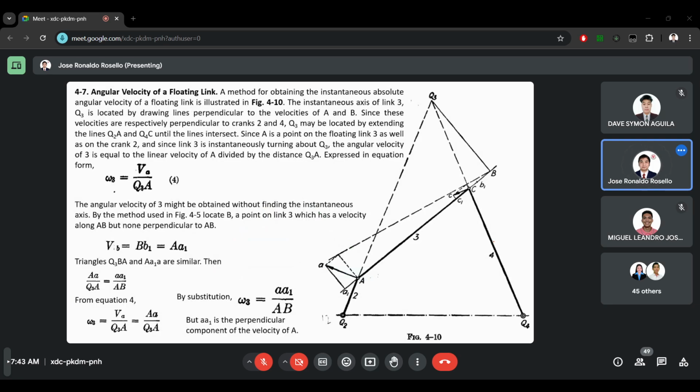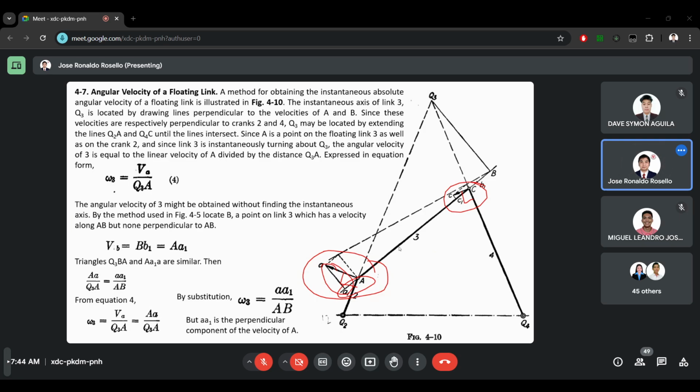So for this one, this is the comparison of the two methods. If we use the resolution and composition method, we will have this computation. We will have the axis at A, so the vector is perpendicular to link 2. Then the vector of velocity C is perpendicular to link 4. Then we will resolve its components here. This component, then apply it to C. So that is the resolution and composition method.